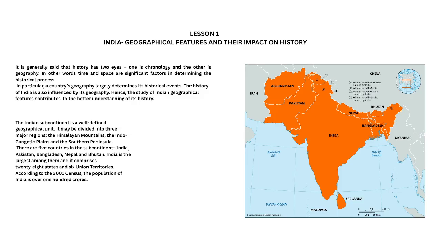It may be divided into three major regions: the Himalayan mountains, the Indo-Gangetic plains, and the southern peninsula. There are 5 countries in the subcontinent: India, Pakistan, Bangladesh, Nepal, and Bhutan.